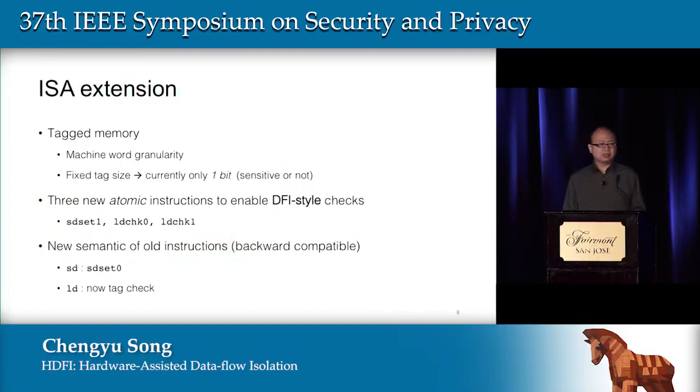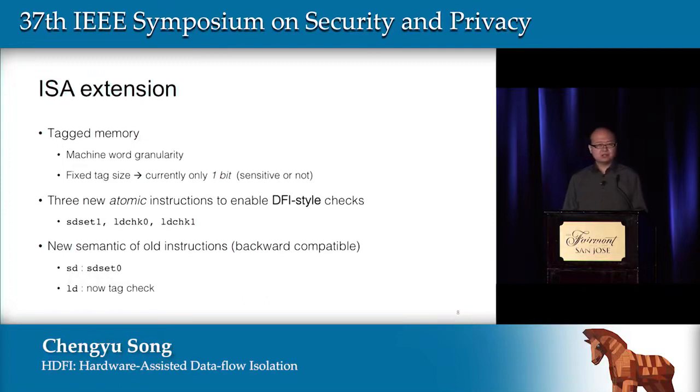So HDFI includes 2 parts of extensions. First is the ISA extension. We extended the memory model to include 1 additional tag for every machine word. However, instead of trying to support arbitrary lengths of tag, we found that in real applications, a 1-bit tag is enough. So in our implementation, we only support a 1-bit tag.